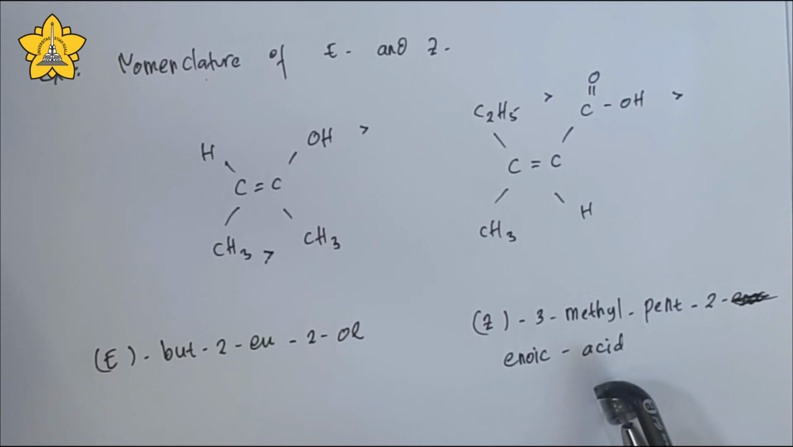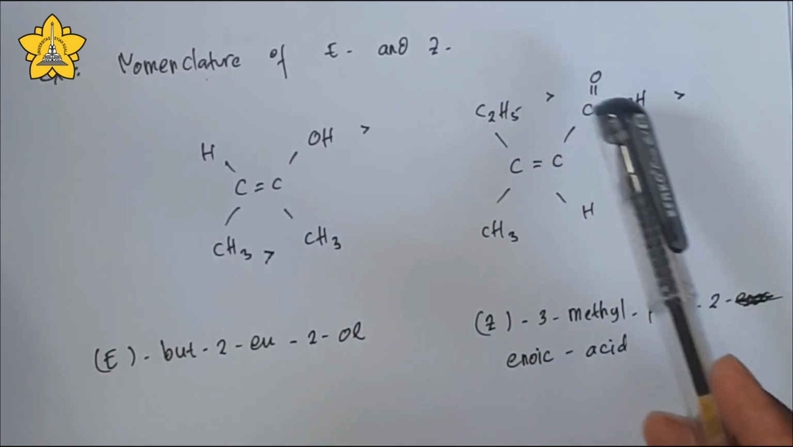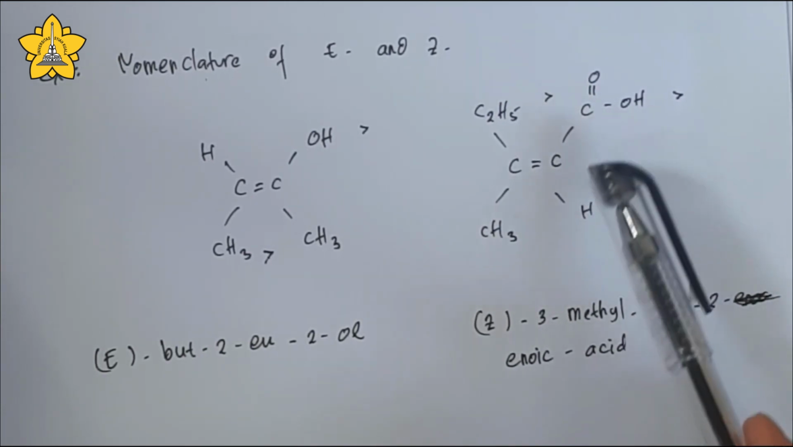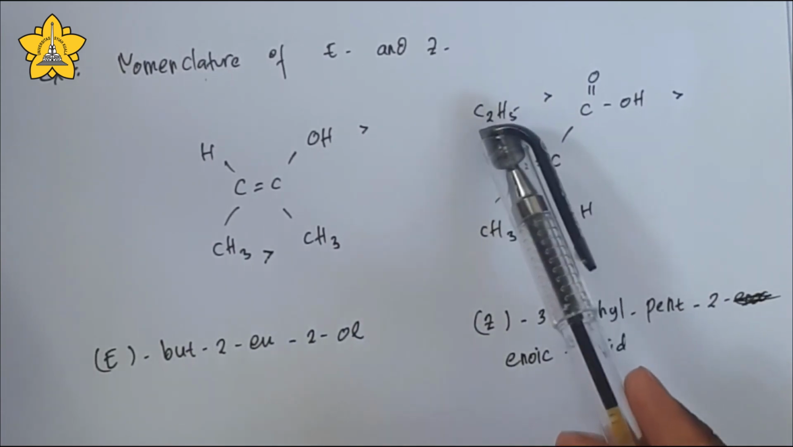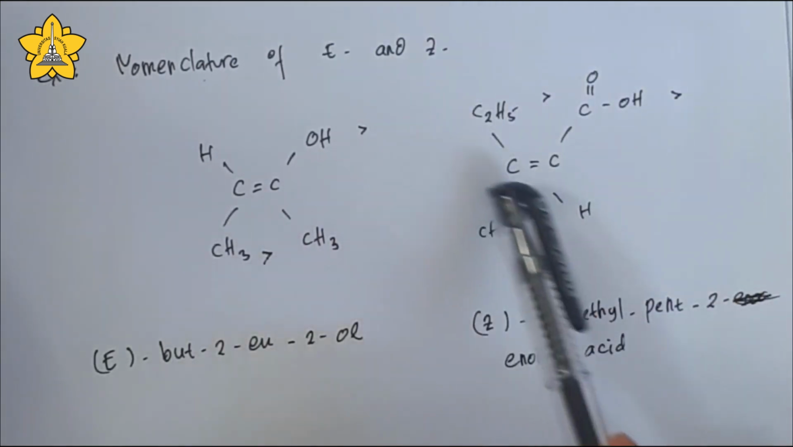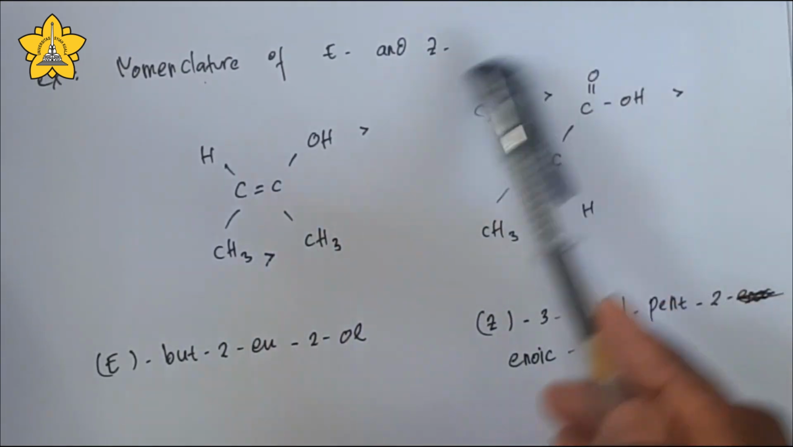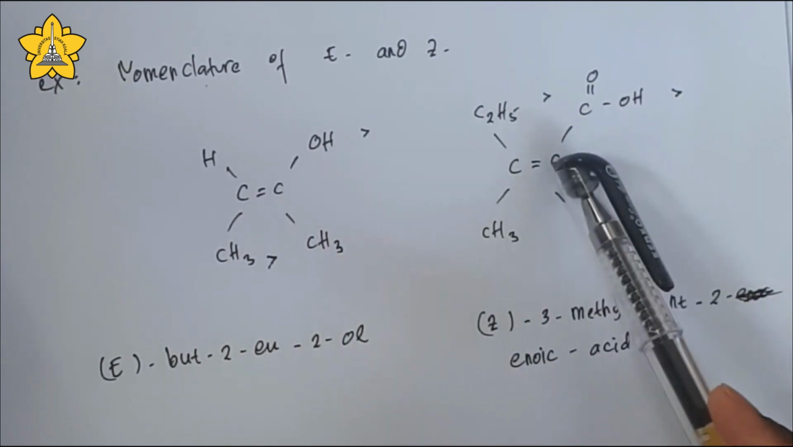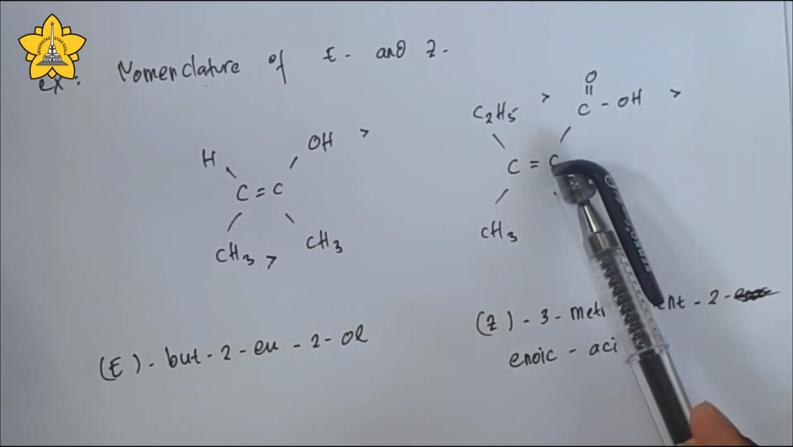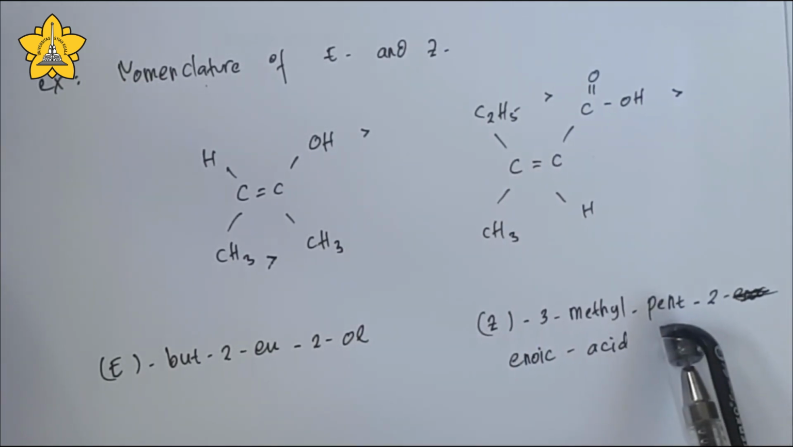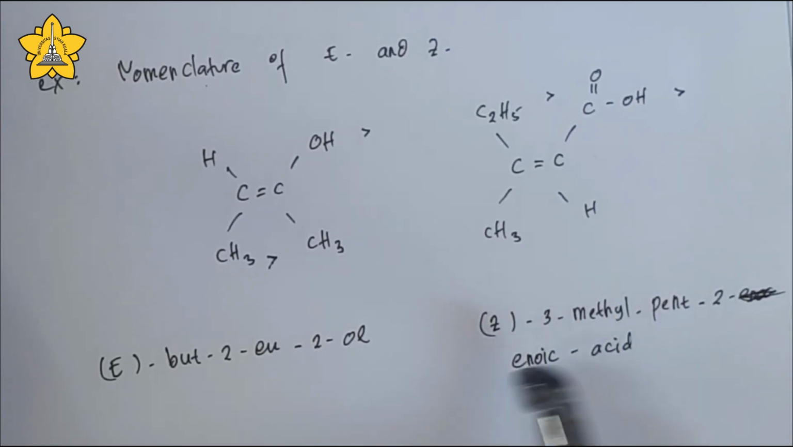Why do we call this pent? Because it has five carbons in its long chain. First here, second, third, fourth, and fifth carbon, and this is the longest chain of this molecule, and this chain consists of five carbons. That's why we call it pent-2-enoic acid.